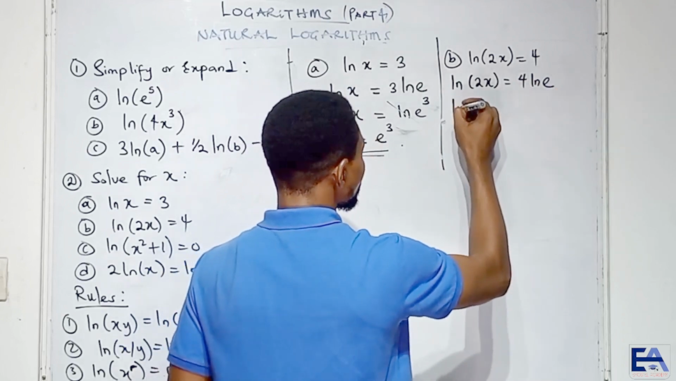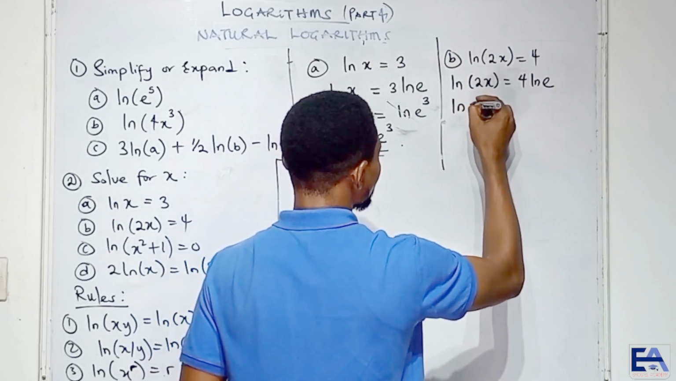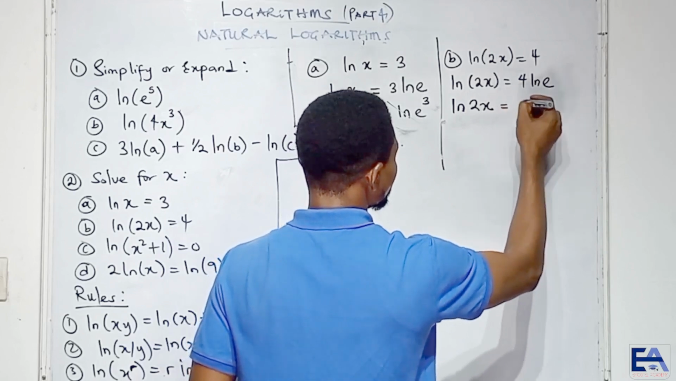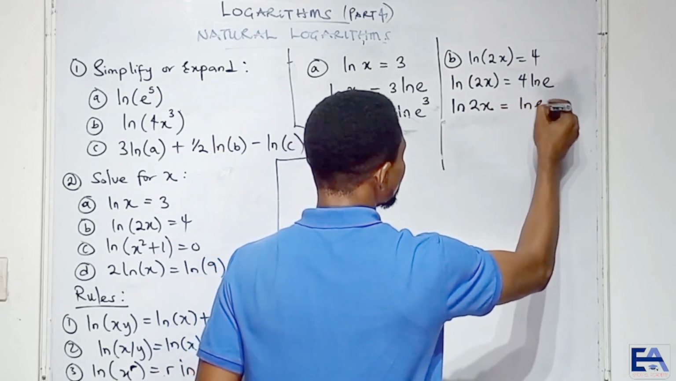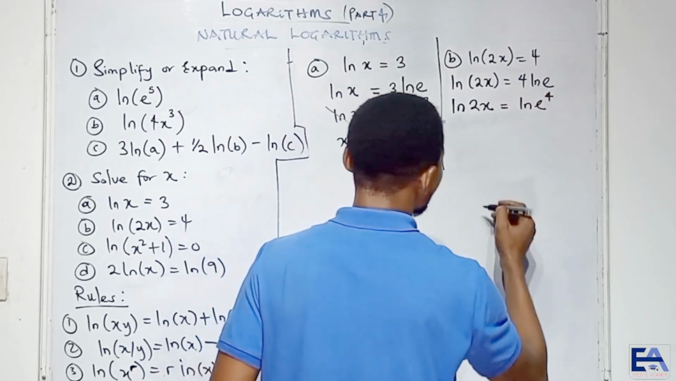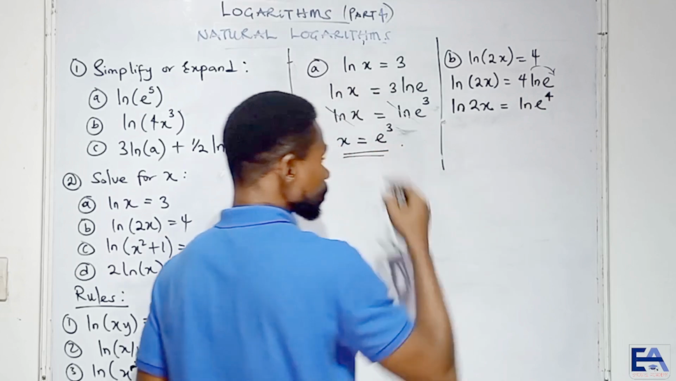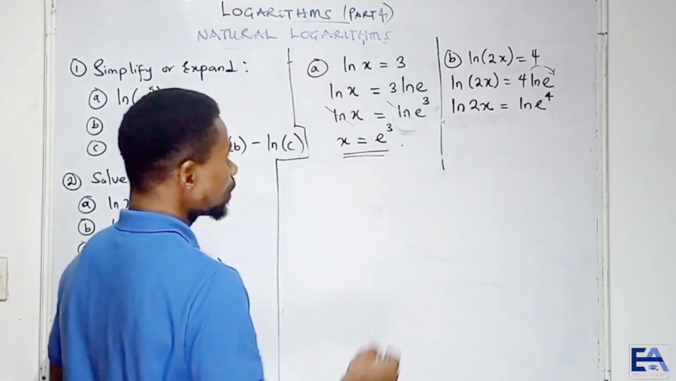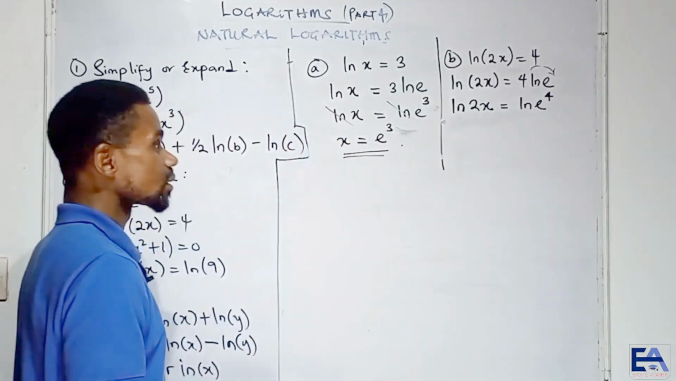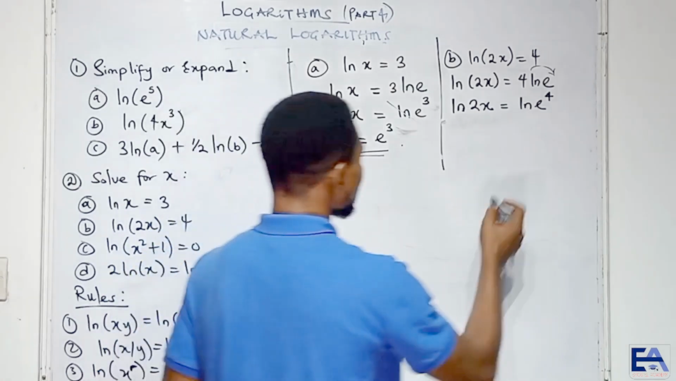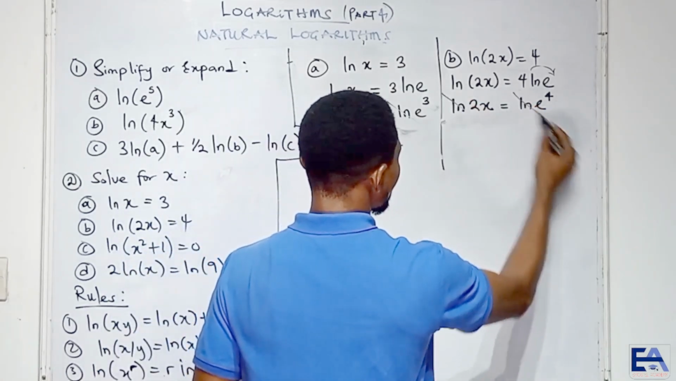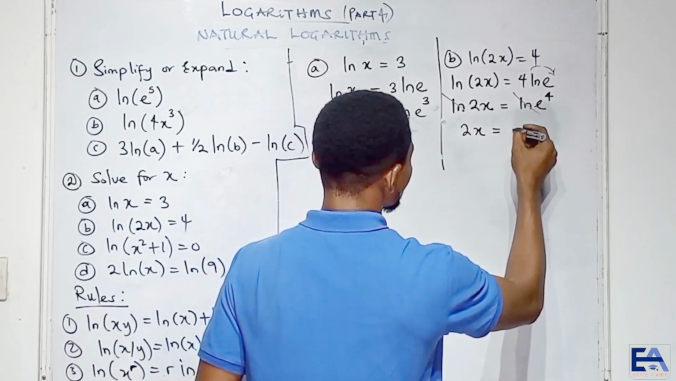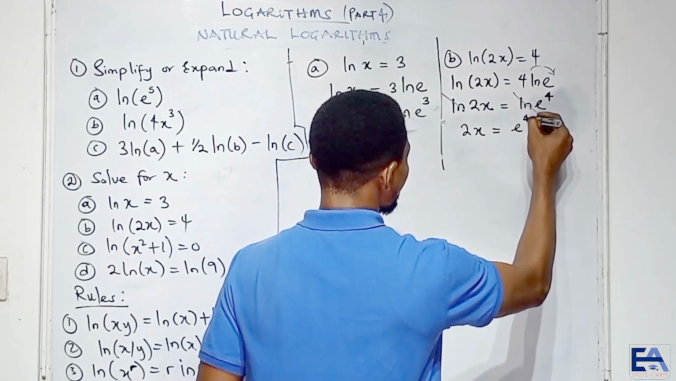So the idea is just to make ln to be on both sides so we can be able to cancel it out. And then we have ln 2x is equal to ln e raised to power 4. All right, this 4 goes as according to the power rule. So now we have ln on both sides, so they can just cancel out. And then cancelling out, this gives us 2x is equal to e raised to power 4.